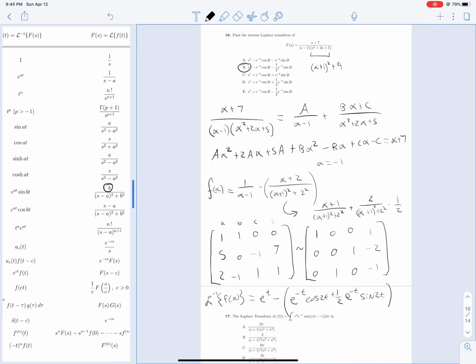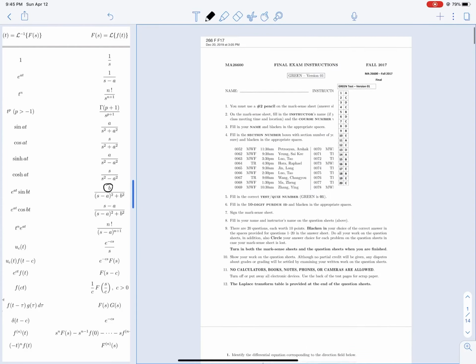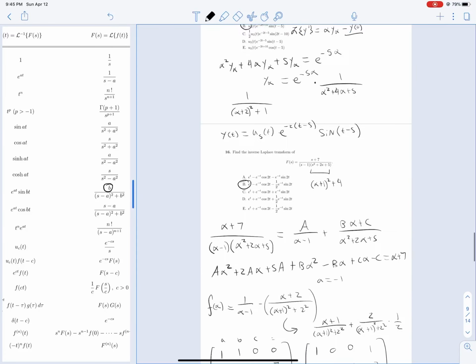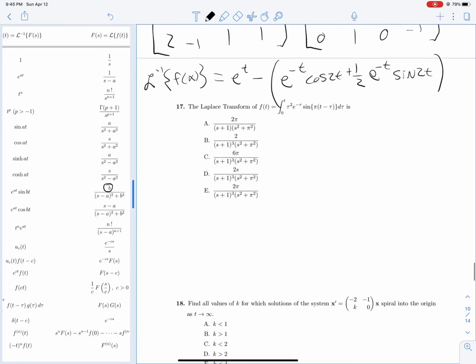Thank God, B matches perfectly with what we found if you distribute out everything, and 16 is B. Oh, God, that was terrible.